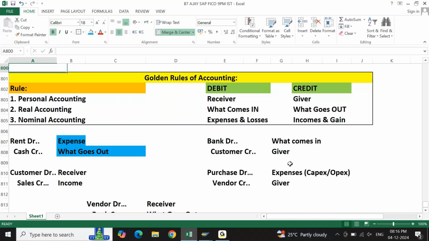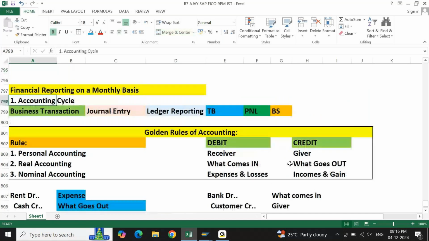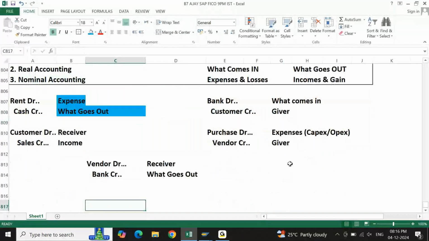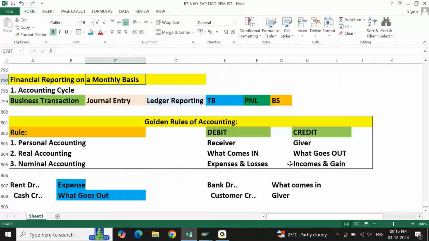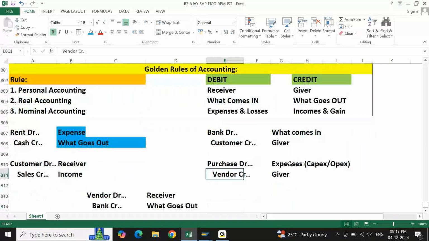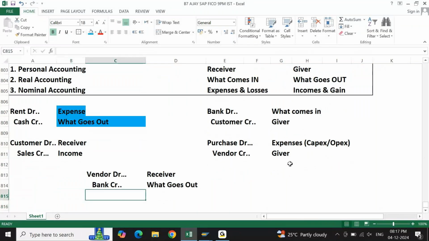These journal entries, these accounting entries are not the same every time, right? So far, I have listed the different accounting entries because I have different business transactions. Here I may say we paid rent. Here I may say we received money from a customer. Here I can say we purchased something from a vendor. Here I can say we sold something to our customer. Here I can say we paid money to the bank. I mean, we paid money to a vendor.